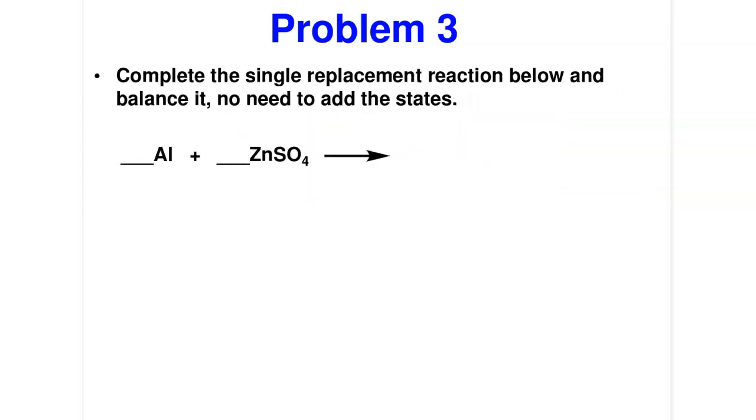It says complete the single replacement reaction below and balance it. No need to add the states. In the next module, we'll be doing ionic equations, whereby we learn how to actually add the states of the products and predict what we call the solubility of those substances. But for now, we'll not deal with a lot of those states. If you have to add the states, I'm going to tell you what is going to go on.